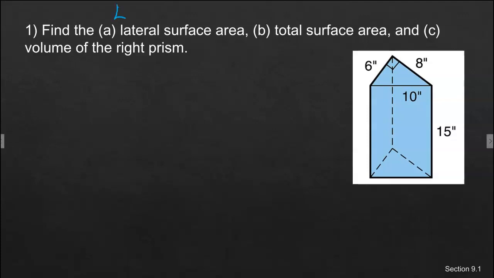For lateral area, the perimeter times the height. Total surface area is the lateral area plus 2 times the area of the base. And then volume, area of the base times the height. This is a triangular prism.